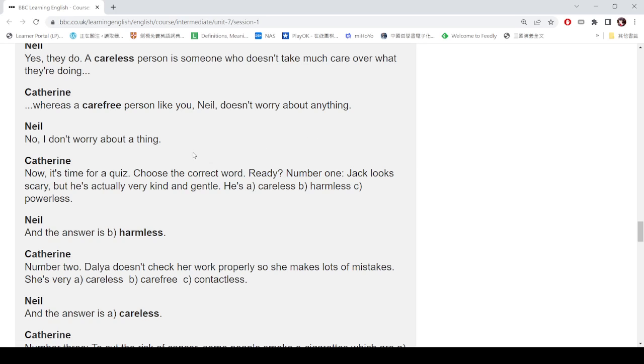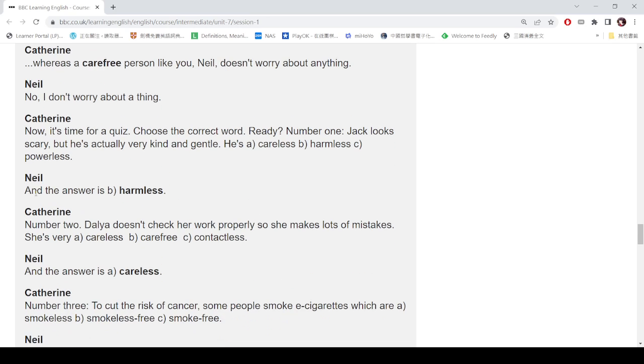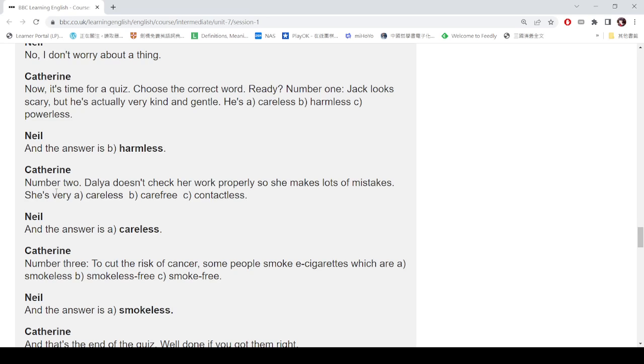Now it's time for a quiz. Choose the correct word. Ready? Number 1. Jack looks scary, but he is actually very kind and gentle. He is A. Careless, B. Harmless, C. Powerless. And the answer is B, harmless.